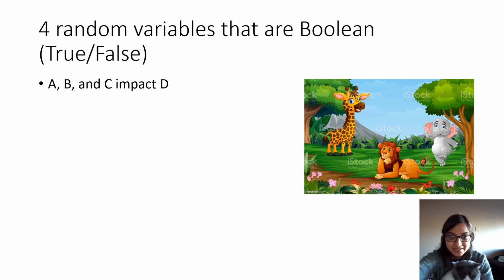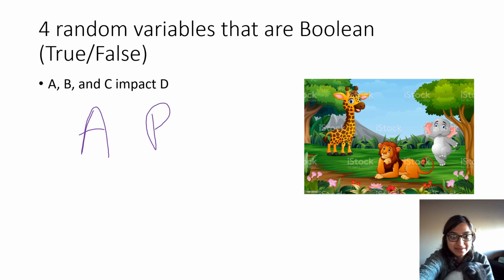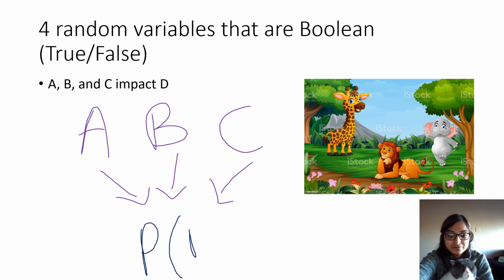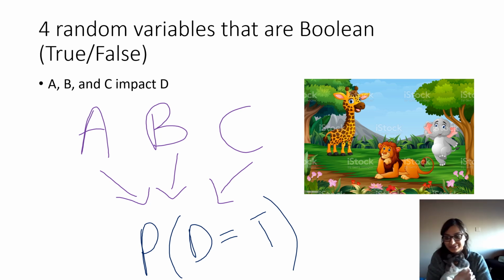The way to see it is that A, B, and C all have some role in the probability distribution of D, the probability D is true or false, for instance. All these three random variables that are true or false impact the probability that D is true, and therefore the probability that D is false, because the probability that D equals true plus the probability that D equals false equals 1.